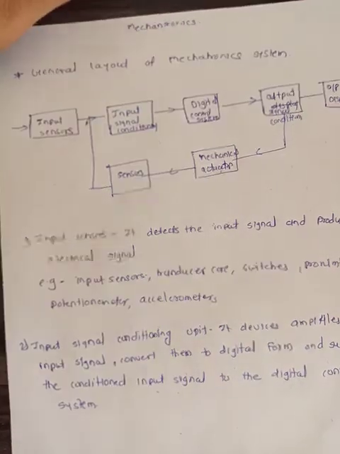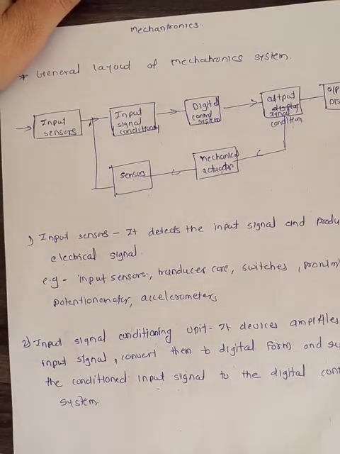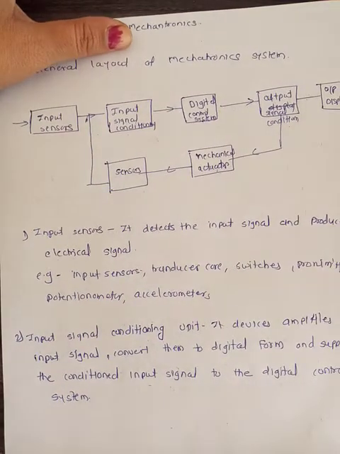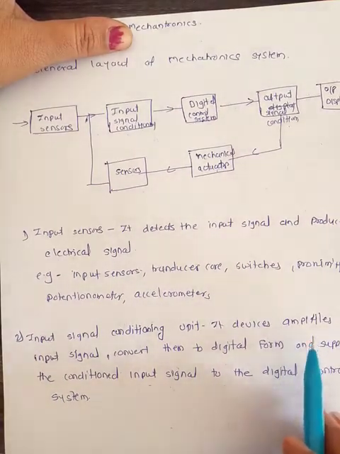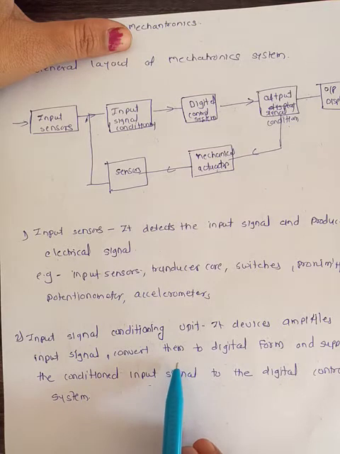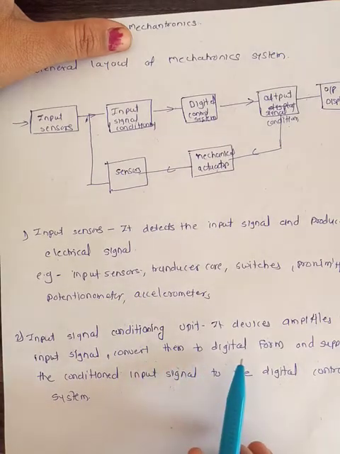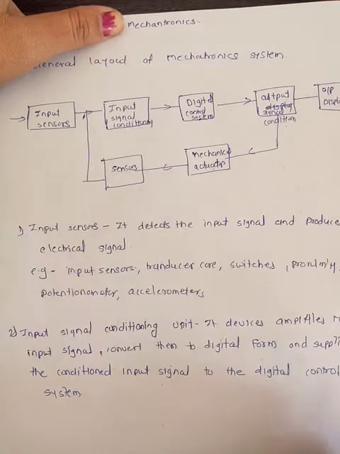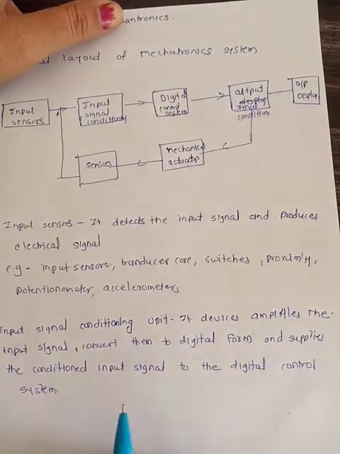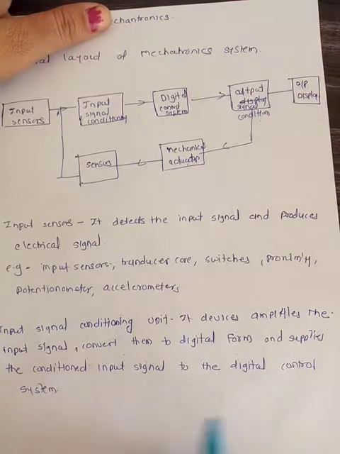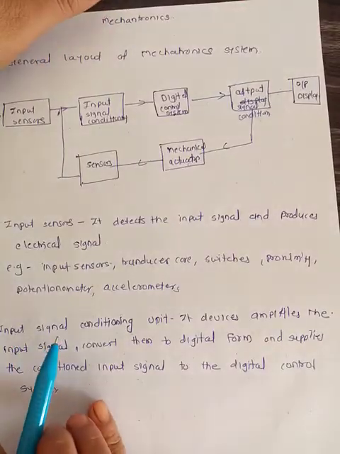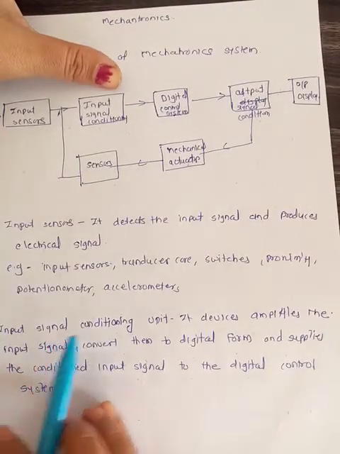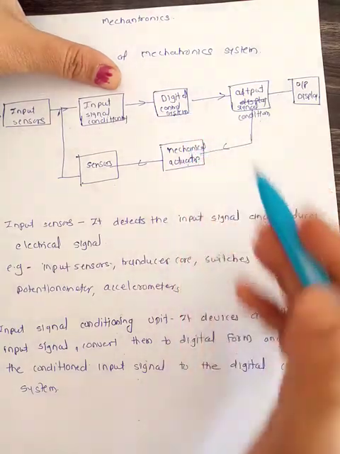Then what is the function of the input signal conditioning unit? This device amplifies the input signal and converts it to digital form, and supplies the conditioned input signal to the digital control system. This input signal is amplified and converted into digital form and then passed to the digital control system.